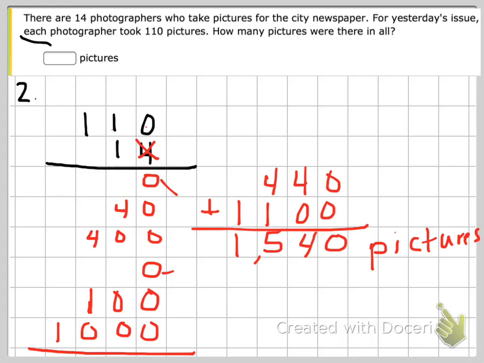You see when I use my graph paper, I used 1 digit per box, which makes it easier to organize. I did all of my top numbers times 4, and then I did all my top numbers times 10 because that's what that 1 represents. So 1,540 pictures. Let's go to the next one.